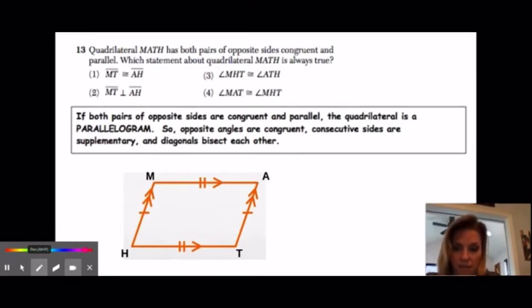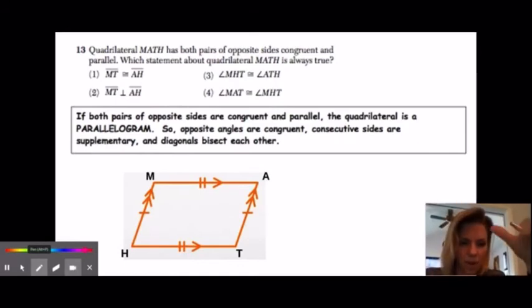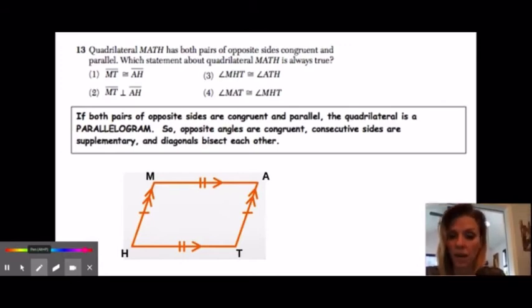Well, let's talk about it. If we go back to all of our properties, right? Is this a property? Yes, it's a property of a parallelogram. But is it a property of anything more specific? Does it get me a rectangle? Does it get me a rhombus? Does it get me a square? No, this just gets me a parallelogram. It's a property of a parallelogram.